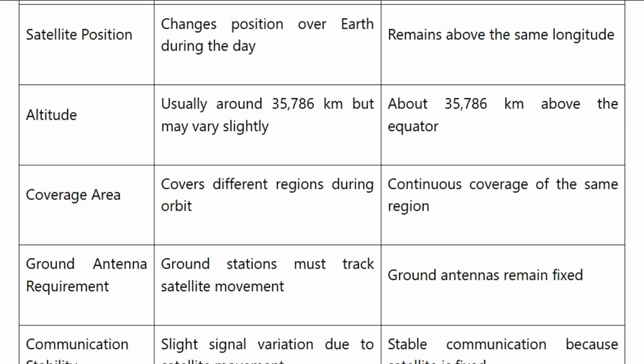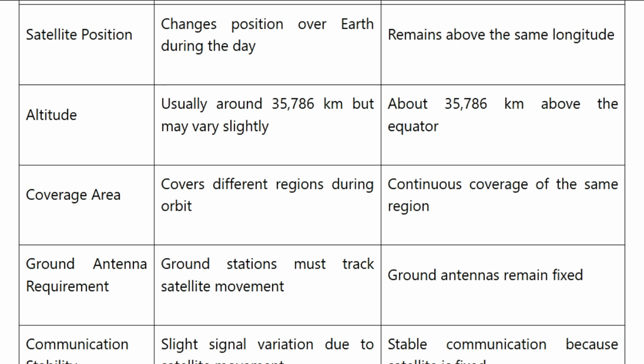Satellite position. Geosynchronous: changes position over Earth during the day. Geostationary: remains above the same longitude. Altitude. Geosynchronous: usually around 35,786 kilometers but may vary slightly. Geostationary: about 35,786 kilometers above the equator. Coverage area. Geosynchronous: covers different regions during orbit. Geostationary: continuous coverage of the same region.